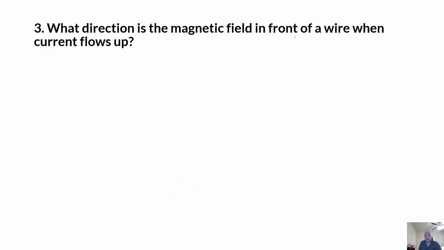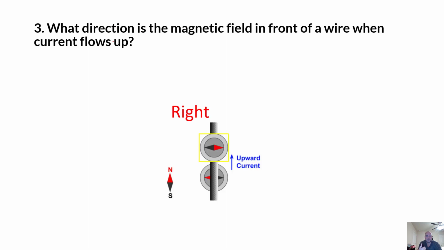What direction is the magnetic field in front of a wire when current is flowing up? So take your thumb, face it upwards, and then take a look in front of the wire. Which way is the curl of your hand going? The curl of your hand would be going from back there, like this. Your thumb would be facing up, and then this would be to the right.